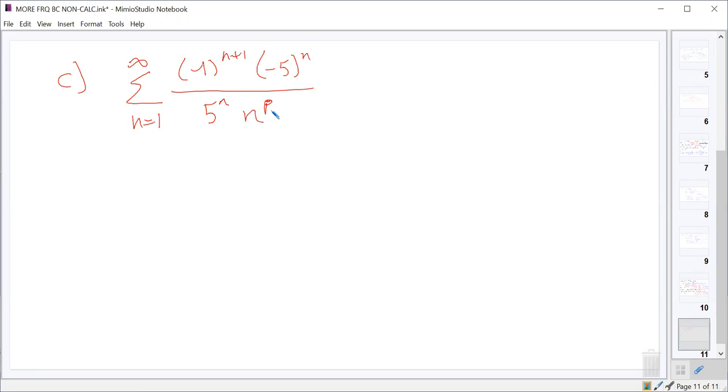We can simplify this down a little bit. The -5 can become -1 to the n and 5 to the n. The 5 to the n's will cancel. So we have -1 to the n times -1 to the n plus 1, which ought to be -1 to the 2n plus 1 over n to the p. Everybody good with that simplification?